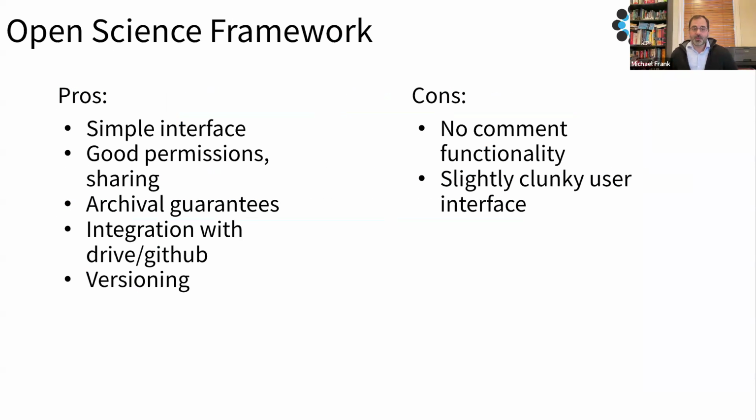Okay, last example I want to give is Open Science Framework. The Open Science Framework is an online platform for archiving files and pre-registrations and sharing out materials. The OSF is very simple and easy to work with. It's got great permission structure and sharing. One thing that's really important is it has fabulous archival guarantees, so it's guaranteed to remain accessible. And it's got integration with Drive and GitHub.